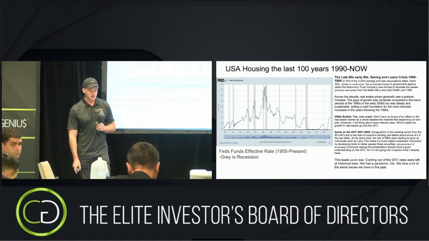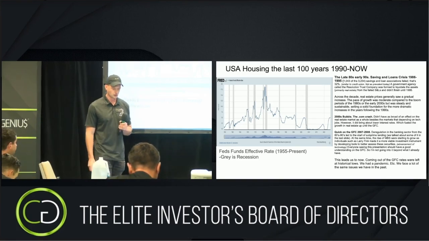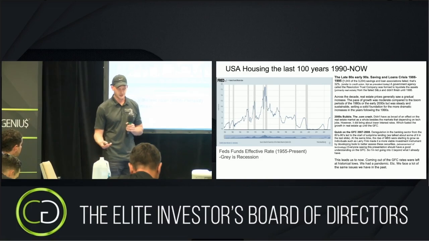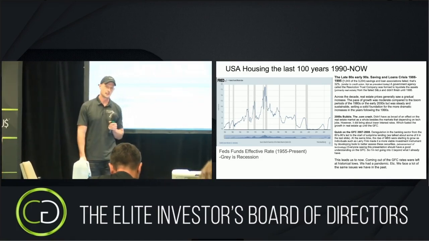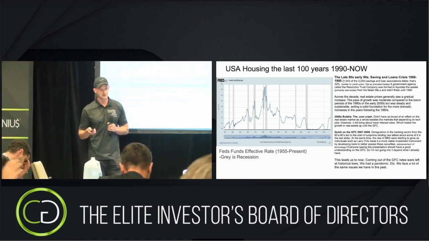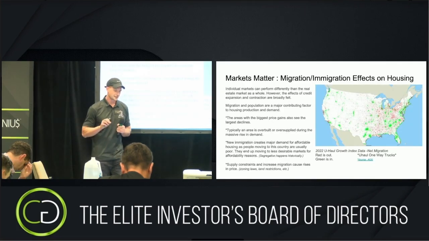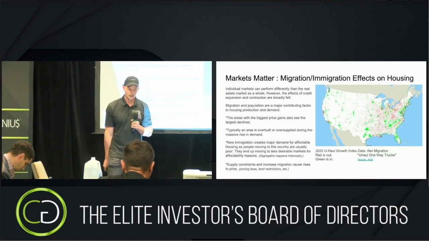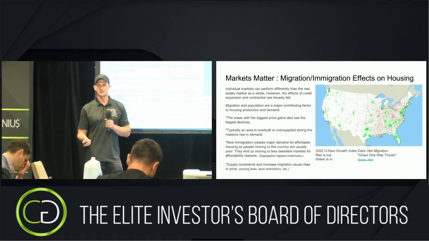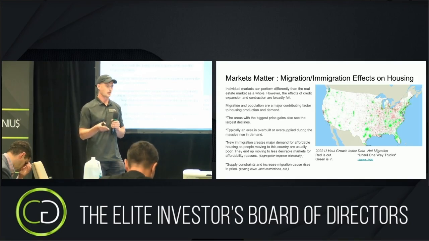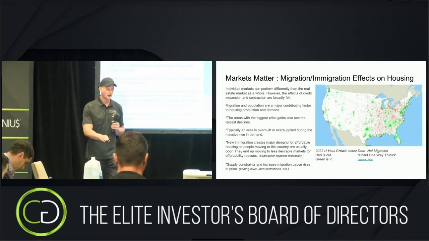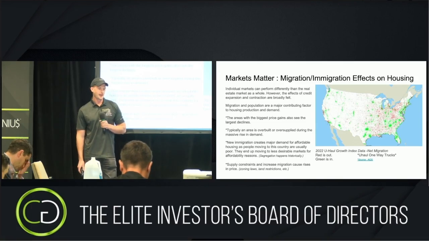Coming out of the great financial crisis, rates were left at historical lows. We had a pandemic, etc. We face a lot of the same issues we have faced in the past. I just talked about macro trends, and migration has a major effect on housing. Market by market is so different, right? We all know that. So this is a chart of some of the migrations that we've seen.